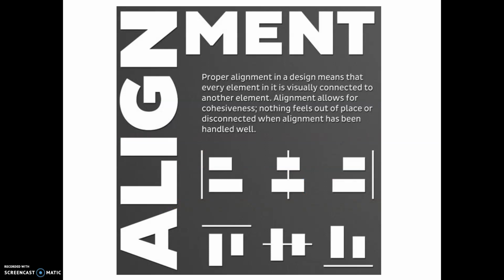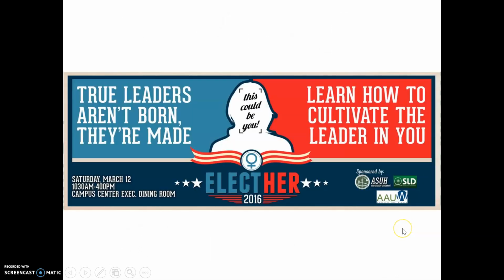All right, third design principle, alignment. Proper alignment in design means that every element is visually connected to another element. So basically, what you need to think about is everything should be aligned with something in your document. You can see the examples here that you can have left alignment, center alignment, right alignment, and then top alignment, middle alignment, bottom alignment. Those are all different potential things to think about as you put your alignment together.